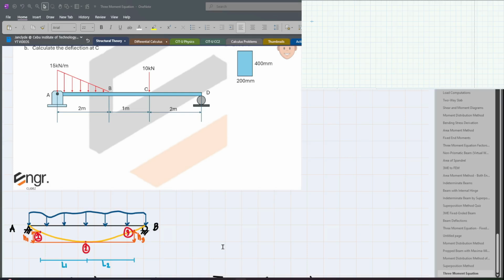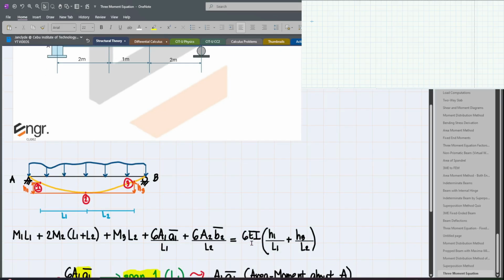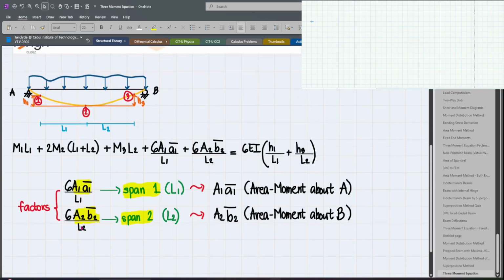Else, if the second point is above the first or third point, then it will yield a negative sign para sa H. Then L1 and L2 naman are the horizontal distances separating point 1 and point 2, then point 2 and point 3 respectively. Now, sa problem natin, we have the same moment of inertia and the same modulus of elasticity throughout the section. Hindi kasi siya non-prismatic. Therefore, we can apply this 3-moment equation which assumes that E and I are constant. Then 6A1 barred A1 over L1 saka 6A2 barred B2 over L2, yan yung 3-moment equation factors.